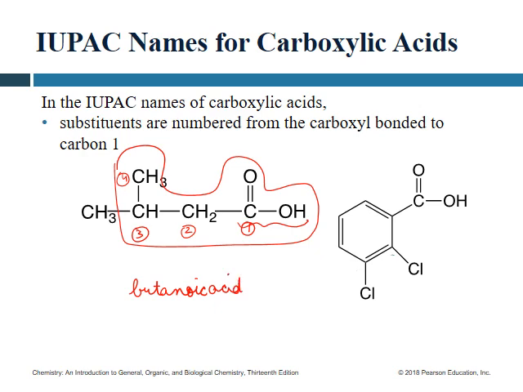Butanoic acid. Again, sorry, there would be a space here. Butanoic acid. Would you like a methyl? Which carbon is the methyl on? This is the substituent. This is methyl. Which carbon is it on? 3. Third carbon. Perfect. So this would be 3-methyl butanoic acid.